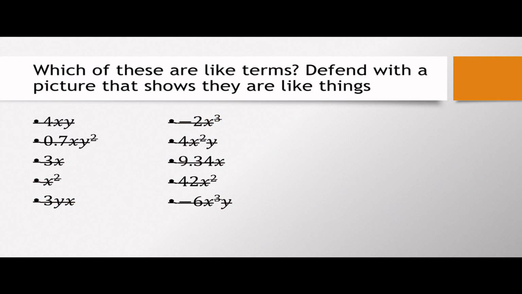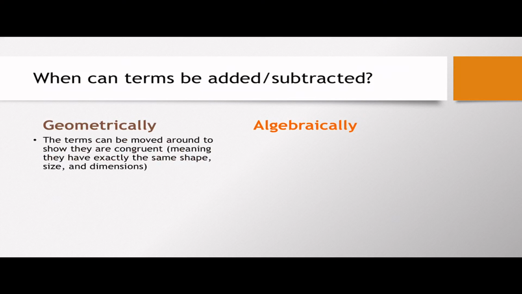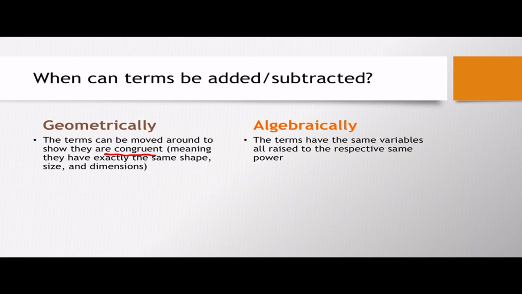Okay. Like terms have to have the same variable and the same type of variable and to the same power. The order doesn't matter because it's all multiplied together, so it's commutative. What terms can be added or subtracted? Geometrically, you can add and subtract terms that have the same size and shape, that they are congruent. Algebraically, they need to have the same variables, all raised to the same power.